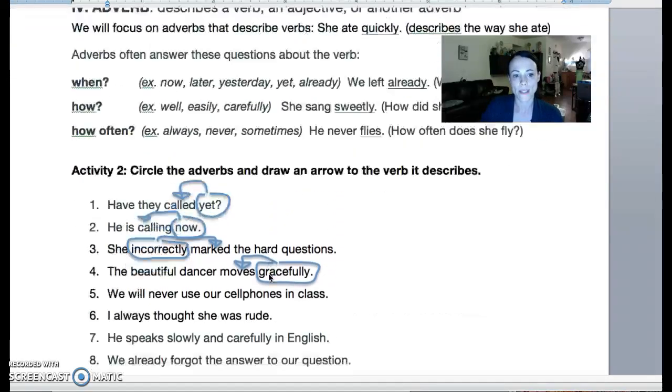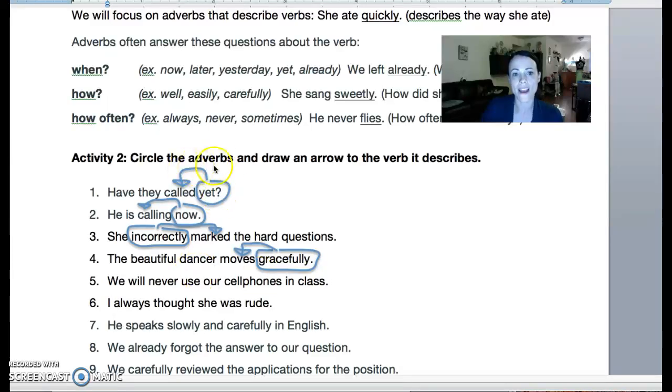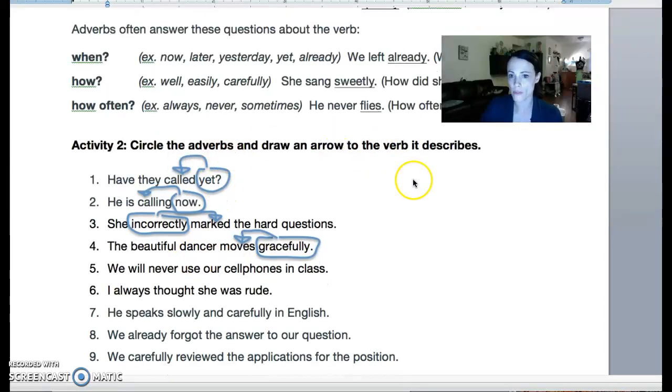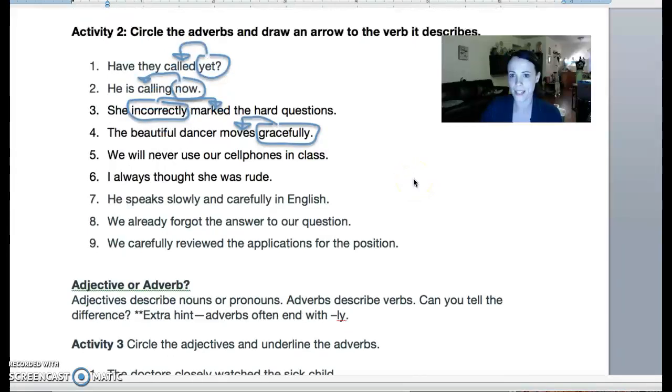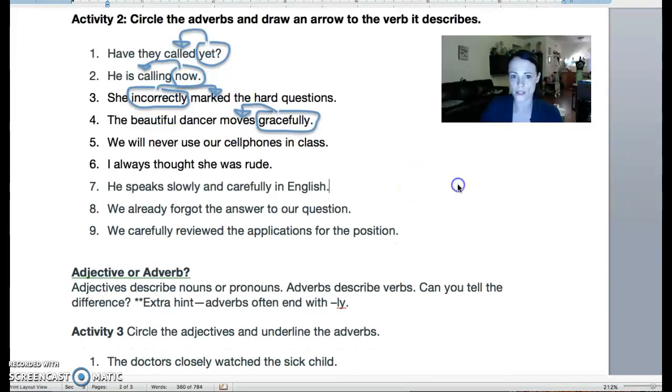So you had this practice, activity 2, to circle the adverbs and draw an arrow to the verb it describes. I did the first few just to get us started. So in number 1, you can see that I chose the adverb yet, and it gives more information about called, right? In number 2, the adverb is now. It gives more information about the verb is calling. When is he calling? Now. Right?